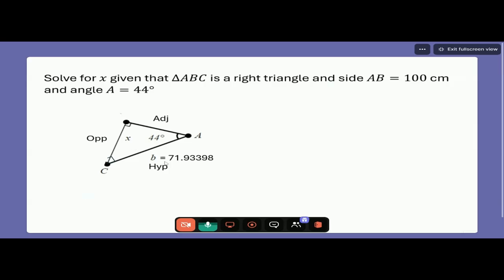Ask ourselves the questions. What do we know? What do we want to find? We know the hypotenuse right here, and we are trying to find the opposite because that's what the question is asking for. So we know the hypotenuse, we want the opposite, write SOHCAHTOA, look for the piece that has an O and an H in it. Well, there it is, the first one, the sine piece. So let's write our equation. Sine of 44 equals the opposite over the hypotenuse.